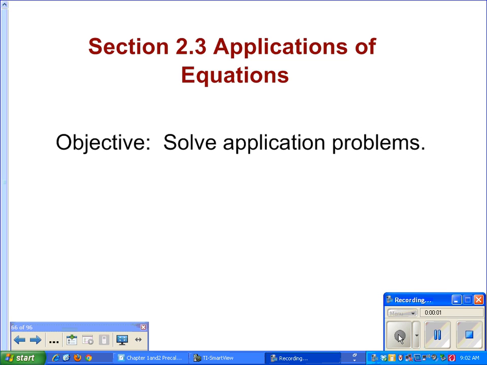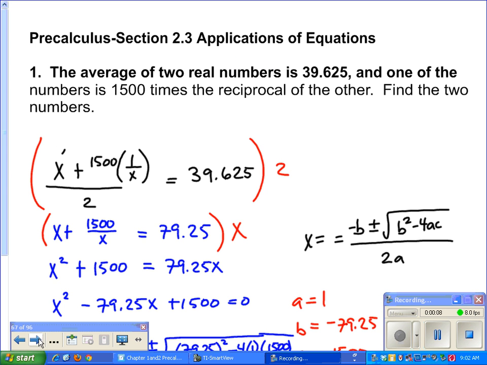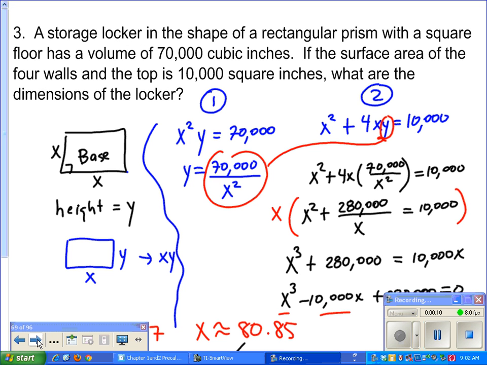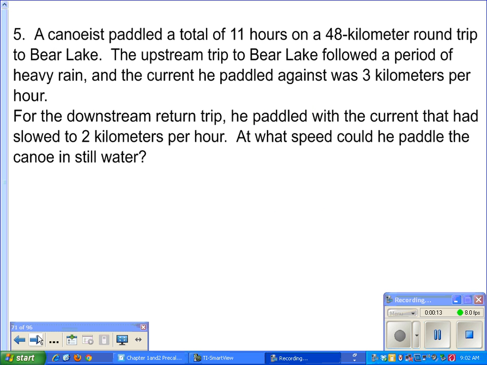So today we're working on part 2 of applications of equations, and again our objective here is to solve application problems. So in the last video you saw me work through the first 4 problems, and now we're going to pick up on the 5th problem.